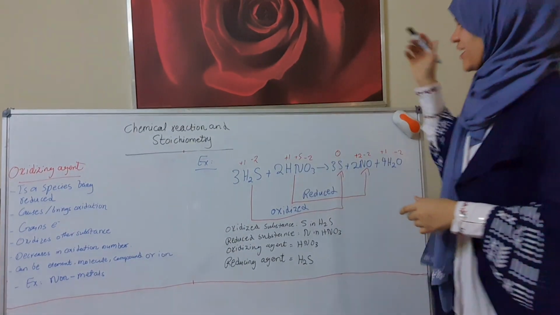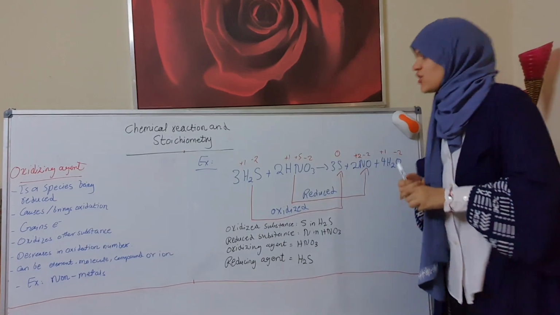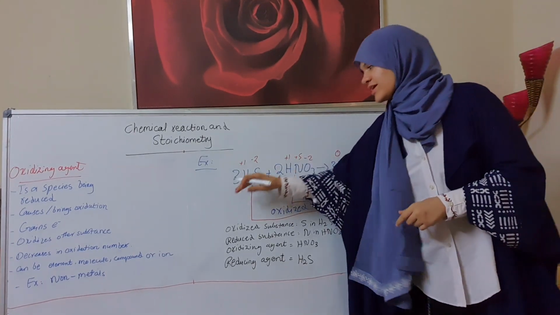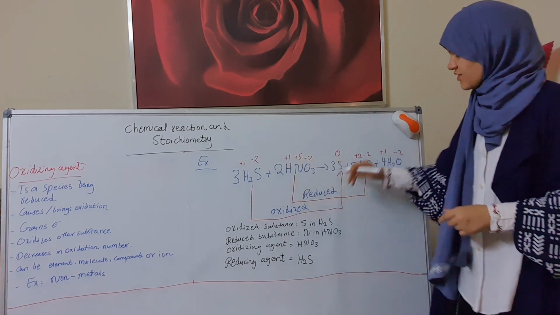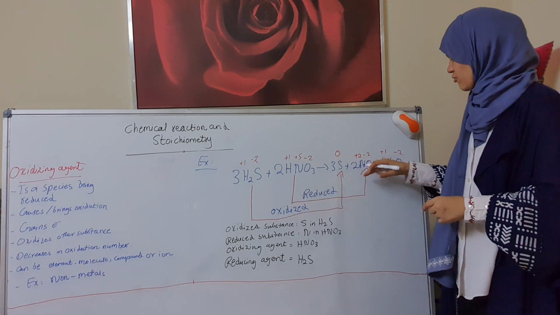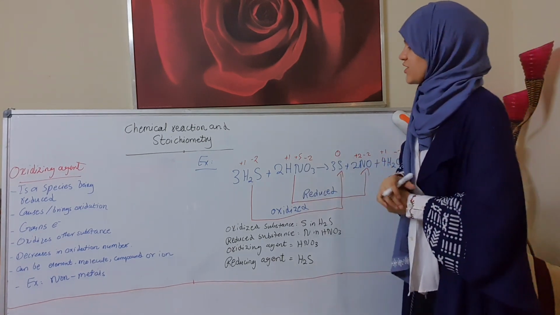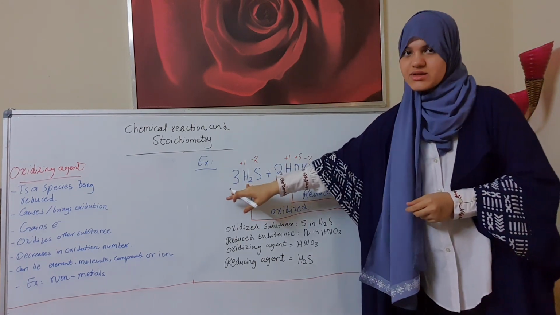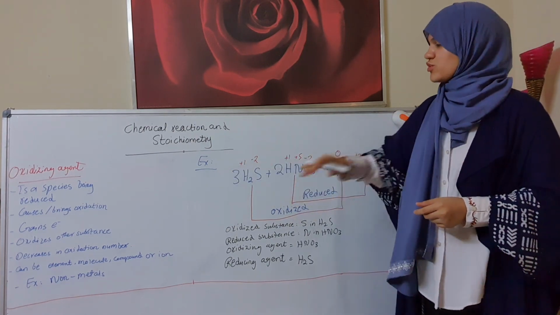Now let's continue with an example about oxidizing agent and reducing agent. First of all, we have this chemical equation, which is 3H2S plus 2HNO3 will give us 3S plus 2NO plus 4H2O. Okay, first of all, hydrogen with non-metals is positive 1, so it will be positive 1.